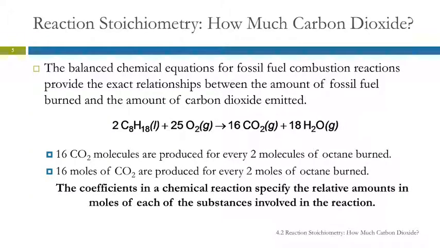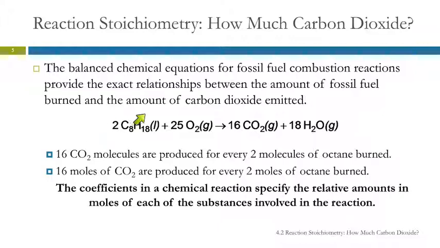So that balanced chemical equation gives us the relationship between molecules, right? This says 2 molecules of octane combined with 25 molecules of oxygen to produce 16 molecules of carbon dioxide and 18 molecules of water. Well, that's going to be a reaction on an extremely small scale because atoms and molecules are far too small to see.